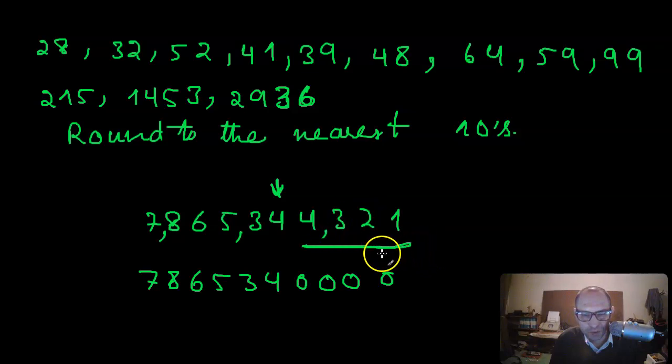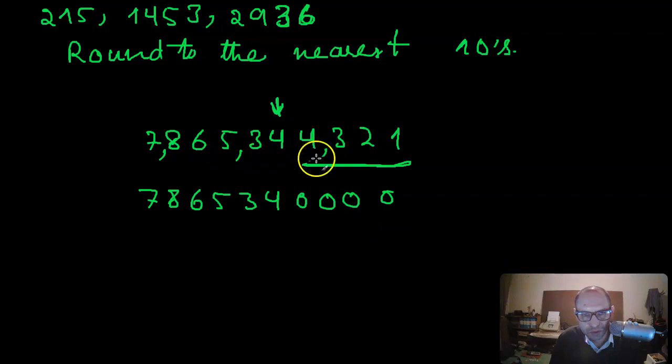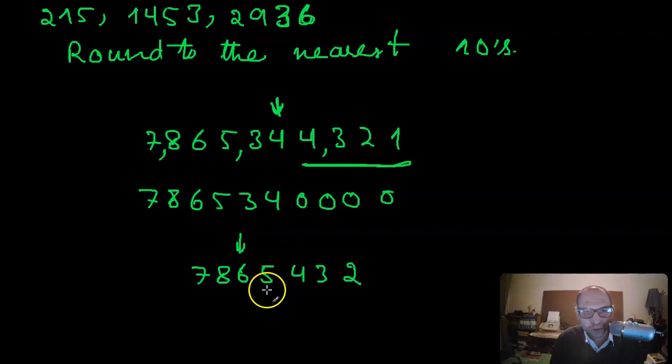And of course you have to be careful with this number. Now let me show you another number, since this one is unnecessarily too large. Let's say you have 7,865,432 and you want to round this number to the nearest 10,000, meaning that all of these digits are supposed to be substituted with zeros. This digit of course remains, but all of these digits are to be substituted with zeros, right?